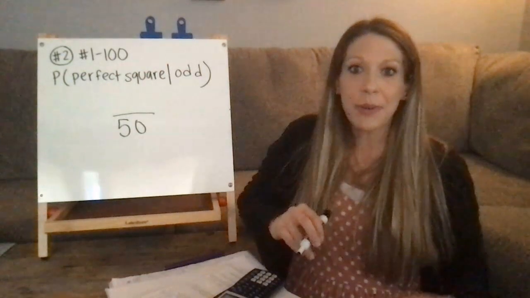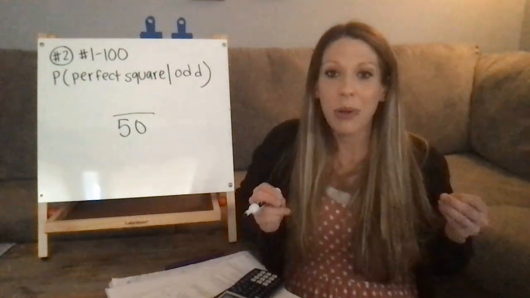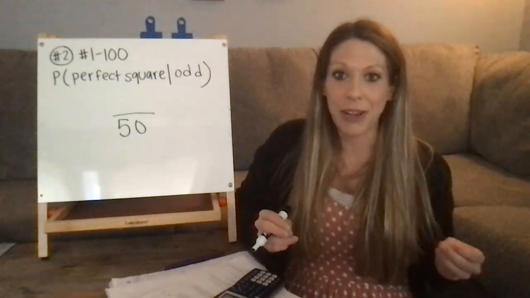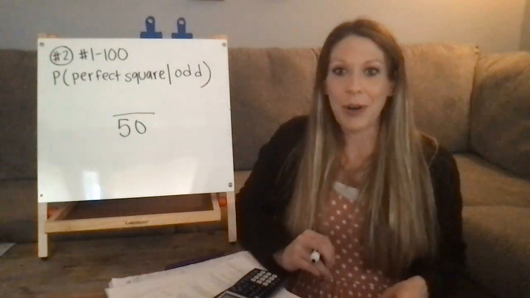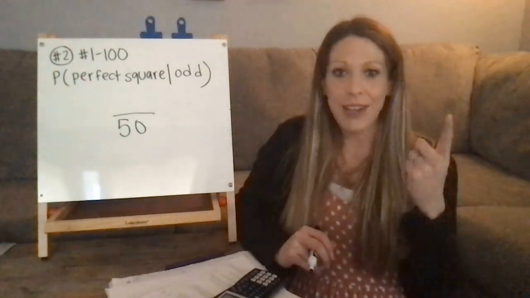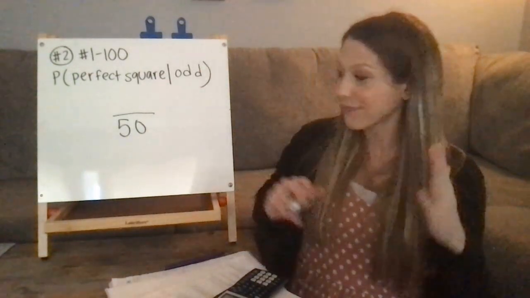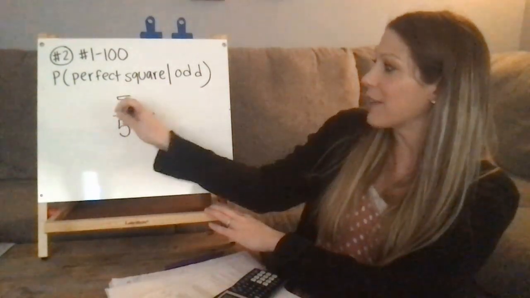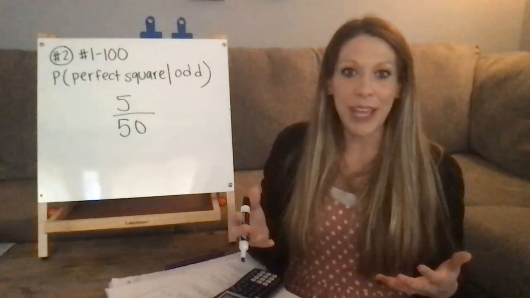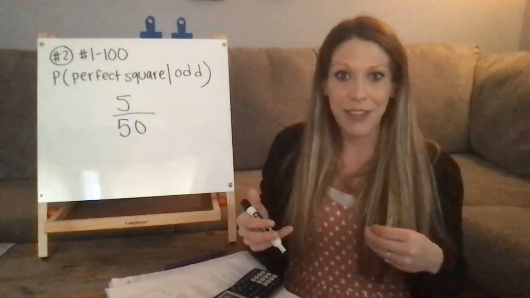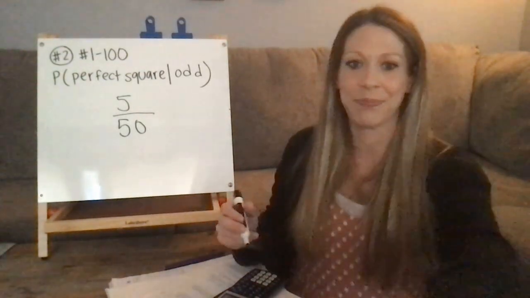and then of those 50 odd numbers, what's the probability of choosing a perfect square? Again, we're not counting all of the perfect squares between 1 and 100. We're really only counting the perfect squares between 1 and 100 that are odd. And there are 5 of those: 1, 9, 25, 49, and 81. So out of all the odd numbers, there are 5 perfect squares. So the probability of drawing a perfect square out of the odd numbers is 5 out of 50, or we would reduce that to 1/10.